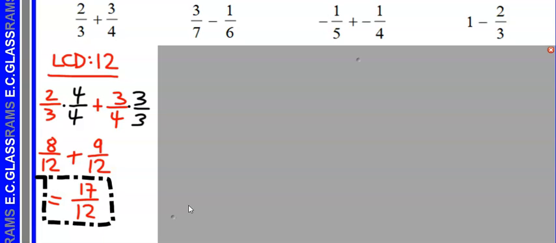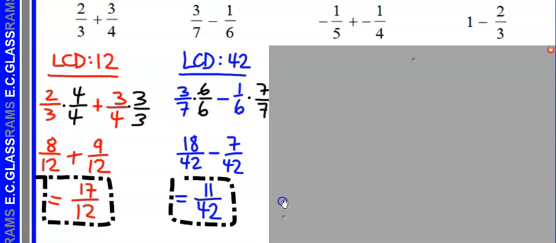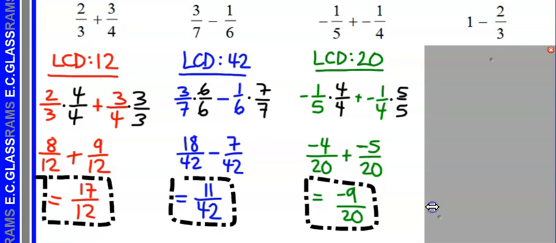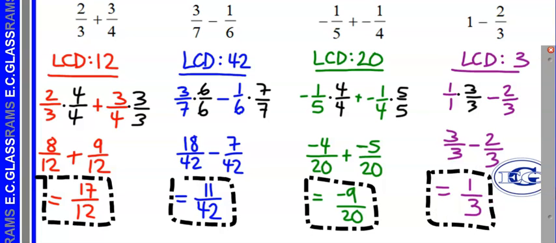All right, here's the work for the first problem. The answer is 17 over 12. Didn't have to reduce that. Second example, you get that. It's 11 over 42. Didn't have to reduce that. This one we did have to get the LCD to be 20, so the final answer is negative 9 over 20, because when you add two negatives together, it just stays negative. And the last one, you had to convert the 1 to 3 over 3. The final answer is 1 over 3.